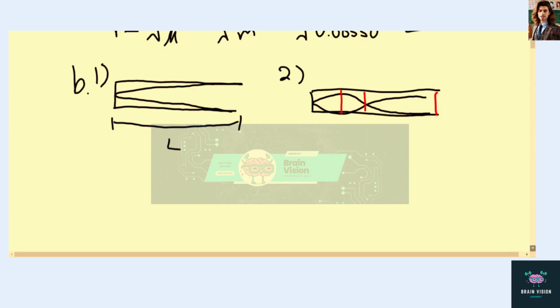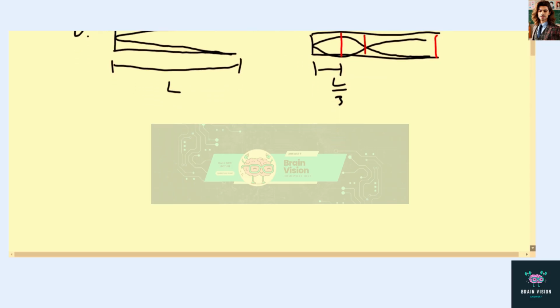If I drew this accurately, these would all be the same size. That means the node to antinode distance from here to here is going to be 1/3 of the length of the string, so L over 3. And then we just do this again for the third mode of vibration.